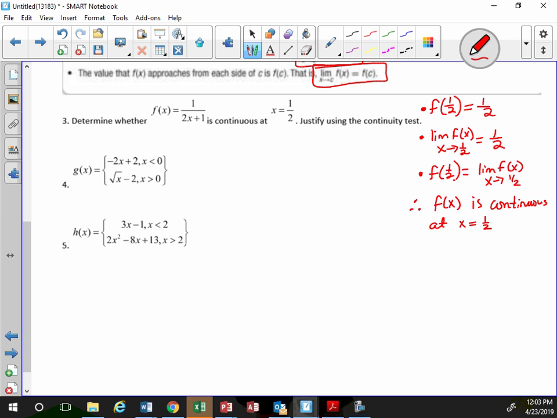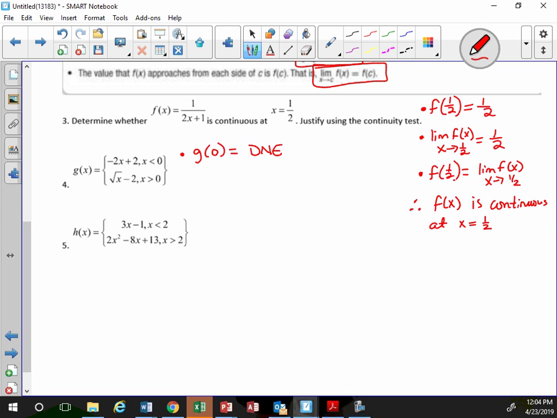All right, guys, let's look at number 4 together. I didn't tell you what x value we're looking at. What do you think it's going to be on this one? 0, yes. So bullet point number 1: we need to know what g of 0 is. Are you sure? Do either of these actually include 0? No. Okay, so it's undefined, does not exist. And so therefore we know it's not continuous, right?